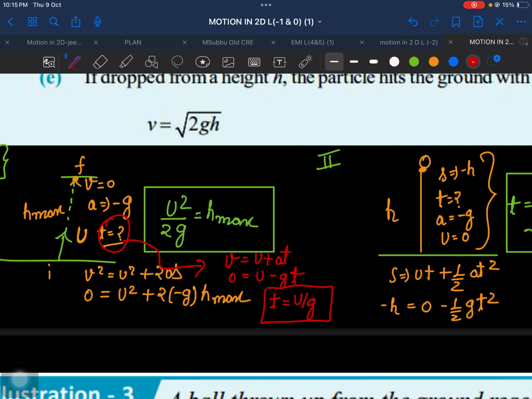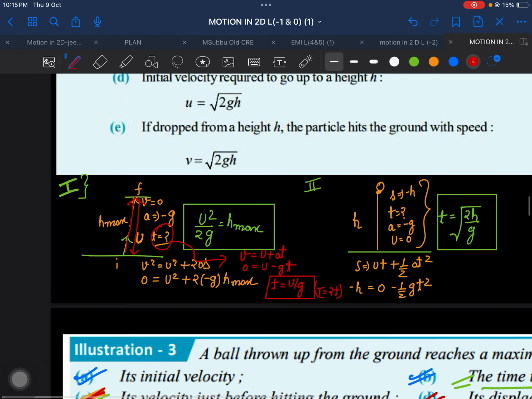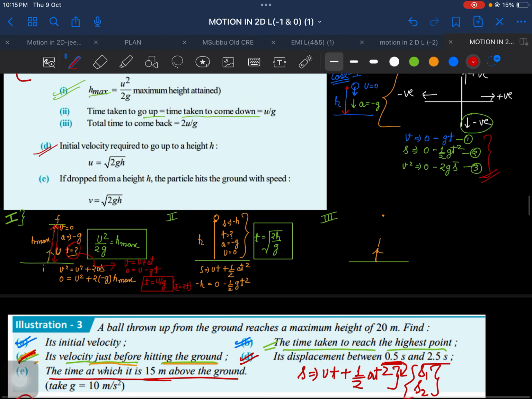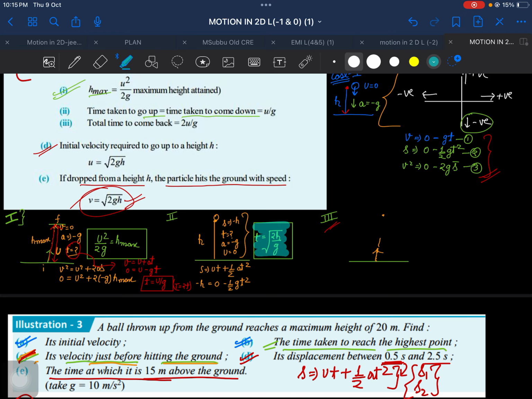So the time taken for the ball to go up will be equal to the time taken for the ball to come down. Total time of journey is 2t. This is the third case we have discussed. Now, if the ball is dropped from height h, find the speed with which the particle hits the ground. You have to do this by yourself. These are the basic formulas, but I don't prefer you to learn them. You have to do it instantaneously. Practice a lot so that you don't have to learn all this. I hope this is very much clear, students.